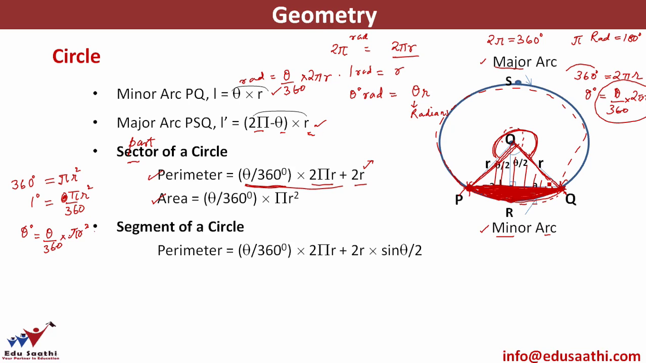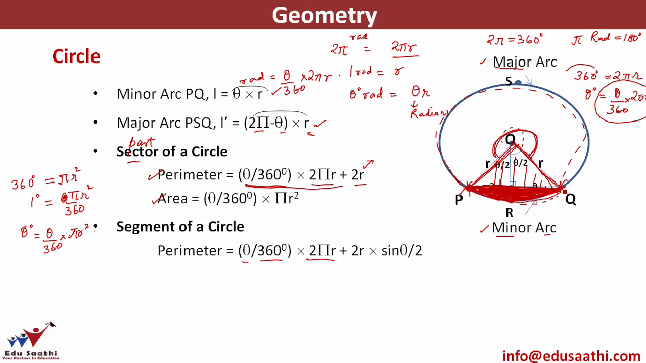Perimeter of this segment, perimeter represents what? Perimeter is equal to the length of the boundary. So it will be equal to the length of the arc PQ, which we have already found out, theta by 360 into 2 pi r, plus this linear distance PQ.